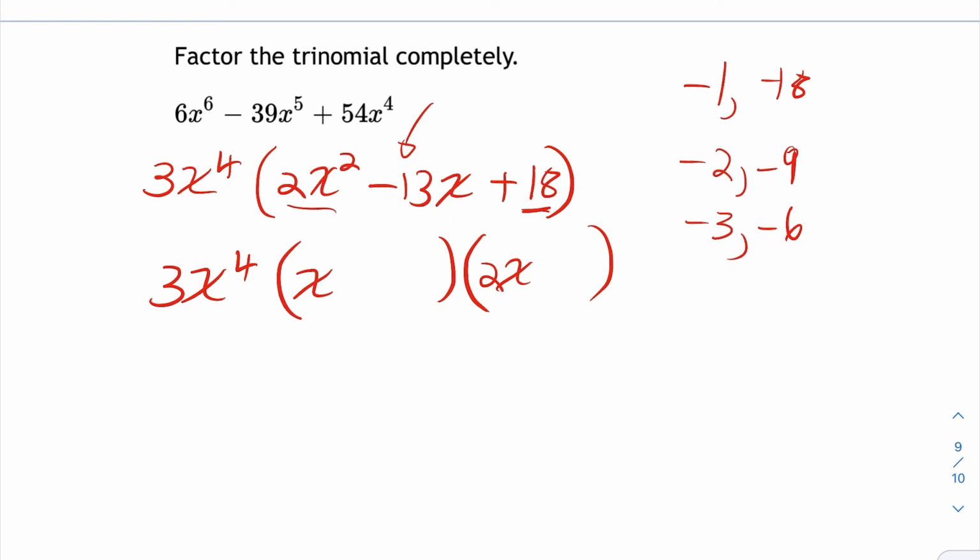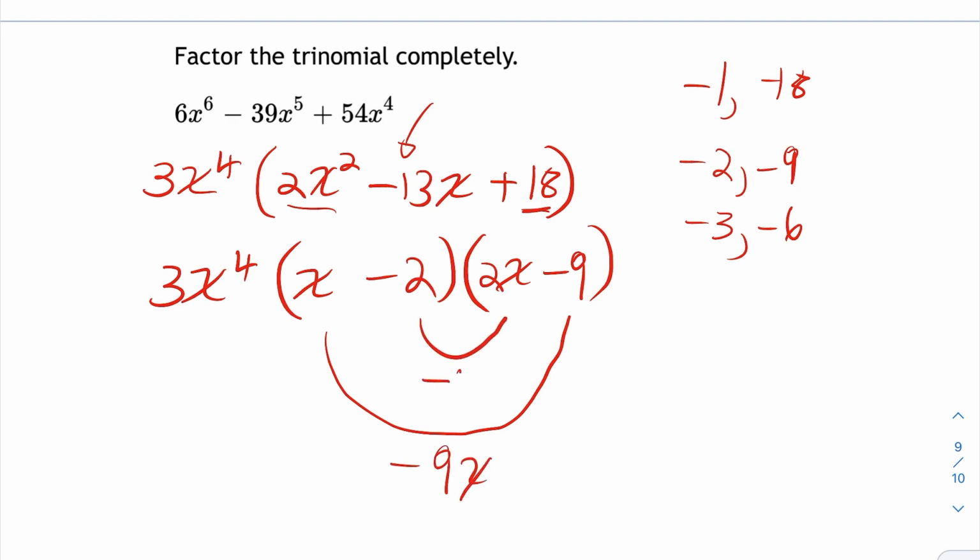Well, the negative 1 and the negative 18 won't work. When I put those in, I either create a contradictory GCF or the inside product is going to be too big. The negative 2 and the negative 9, however, the outside product would give me negative 9x, while the inside product would give me negative 4x. And when I combine those, I get negative 13x, which is exactly what I was looking for. So that is the winner.